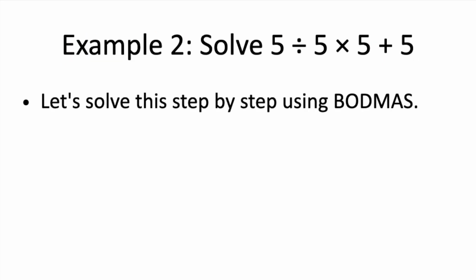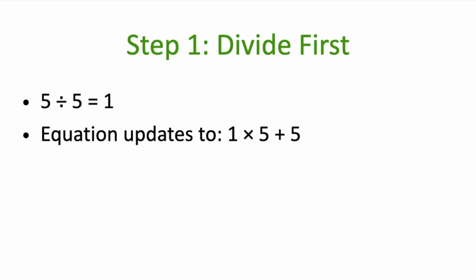Now let's solve the other expression, that is 5 divided by 5 multiplied by 5 plus 5. We will follow the same left to right rule for multiplication and division. We start with 5 divided by 5, which equals 1. So our equation becomes 1 multiplied by 5 plus 5.